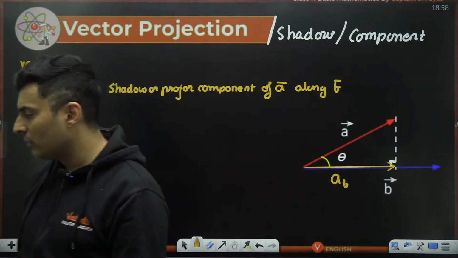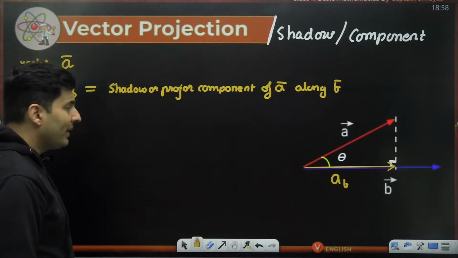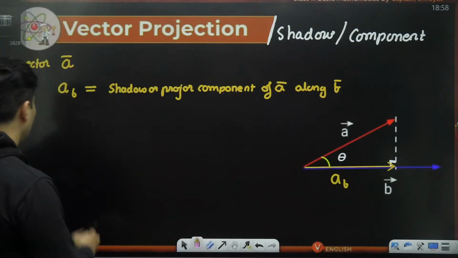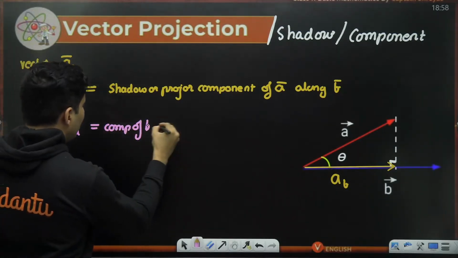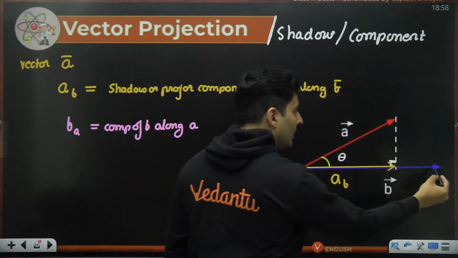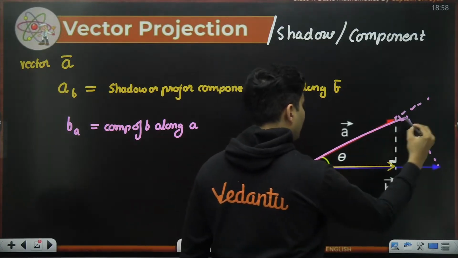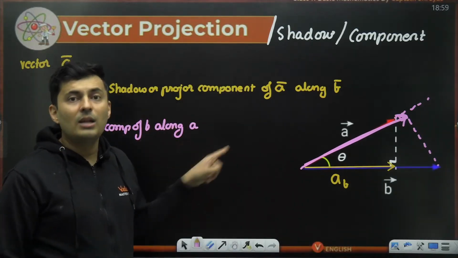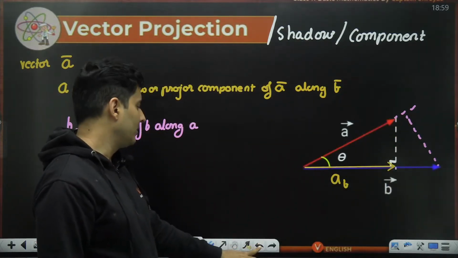Everybody understanding the meaning of this word? AB. What if it was BA? It means component of B along A. Meaning you take B and you drop a perpendicular on this line. So this particular length will be B of A. So whichever line along which you are finding the component, you drop a perpendicular on that. That is what it means.